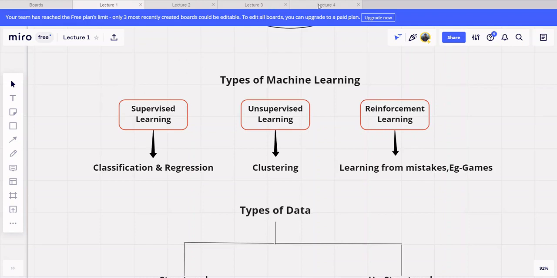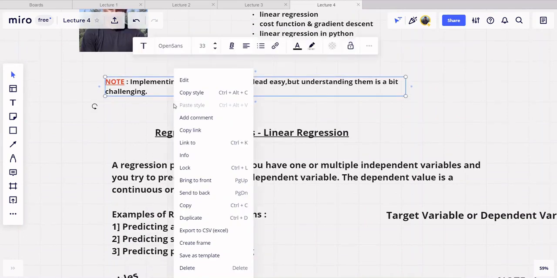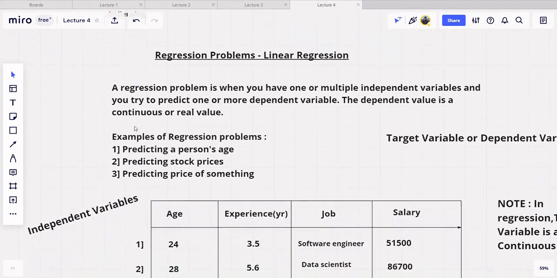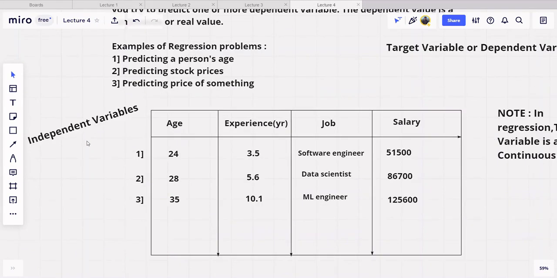Now what exactly is a regression problem? A regression problem is when you have one or more independent variables and you want to predict one or more dependent variables. An example would be, let's say you have data about some employees in a company. You have their age, their experience, their job roles, and so on, and you want to predict their salary. This kind of problem is basically called regression.